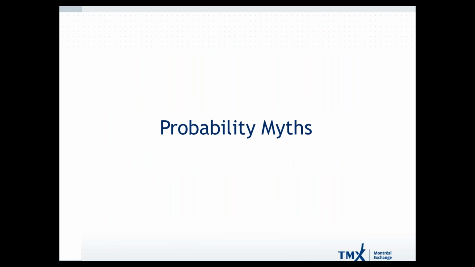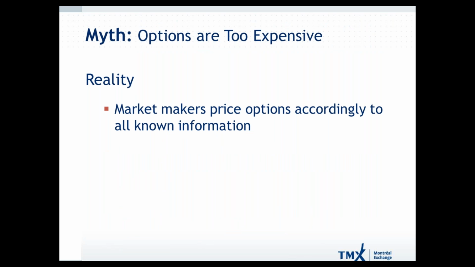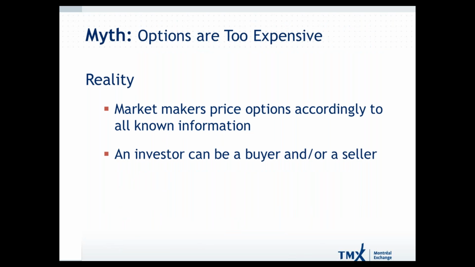Now, probability myths. We have to always recognize that options are priced based on probability. And again, just to circle back to options being expensive, the reality is that market makers price options according to all known information. So the reason why options may be considered relatively expensive is because the market is pricing in a certain amount of volatility within the underlying stock, or a certain level of uncertainty, if I could use that term.